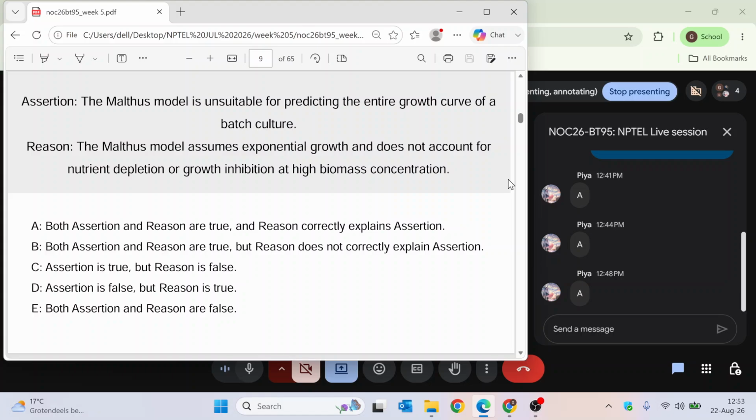Okay, so the next question. The assertion states that the Malthus model is unsuitable for predicting the entire growth curve of a batch culture. The reason is that the Malthus model assumes exponential growth and does not account for nutrient depletion or growth inhibition at high biomass concentration.